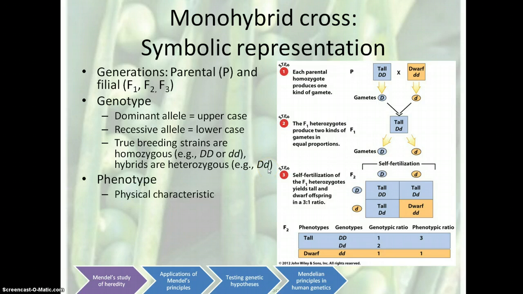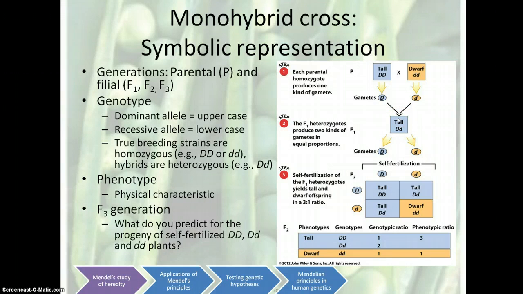Your phenotype, another vocabulary word here, is going to be your physical characteristics. So while, for example, here the genotype is heterozygous, the phenotype is tall. Now, if we think about the F3 generation, and we can think about what we would predict for the progeny, the offspring in an F3 generation, let's just go back up here for a moment. So we can predict here, if we have this F1 generation that are heterozygous, we can predict that each of the gametes, a gamete can contain either the dominant allele or the recessive allele.